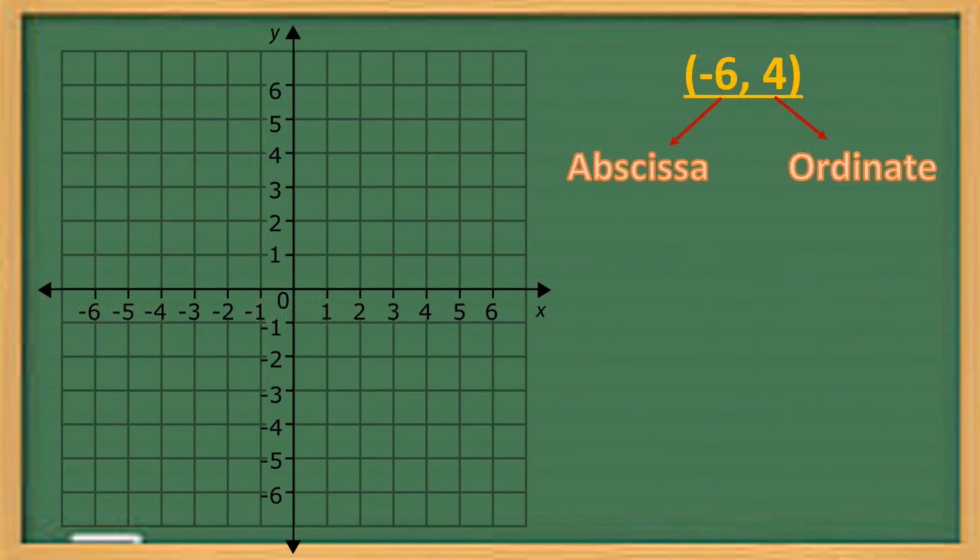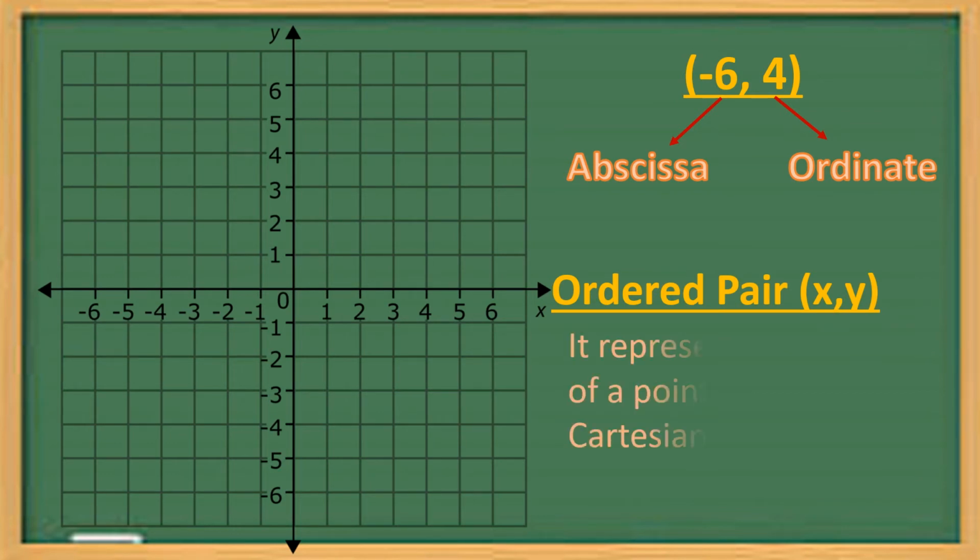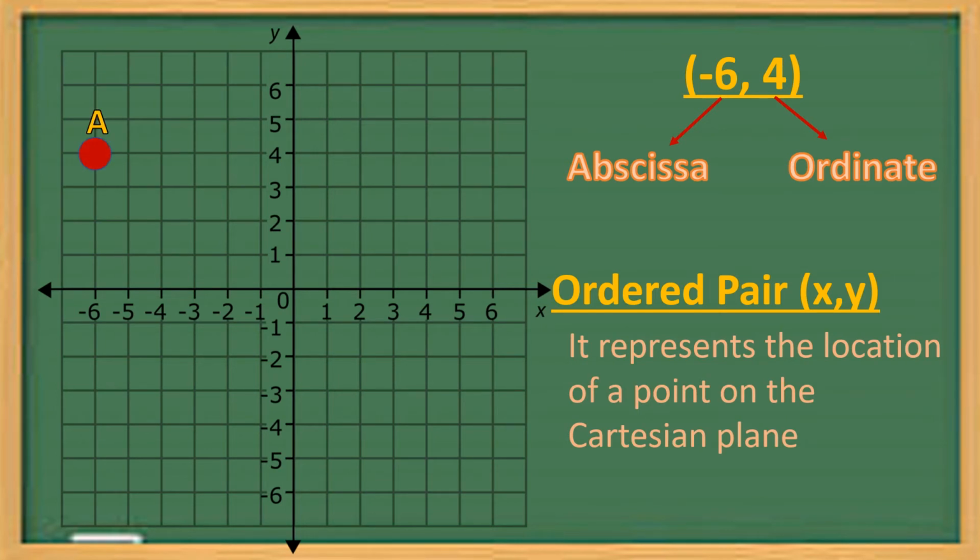These two coordinates must be written together to identify the exact location of a point. The exact location of a point is represented by an ordered pair. Therefore, the ordered pair of point A is negative 6, 4.